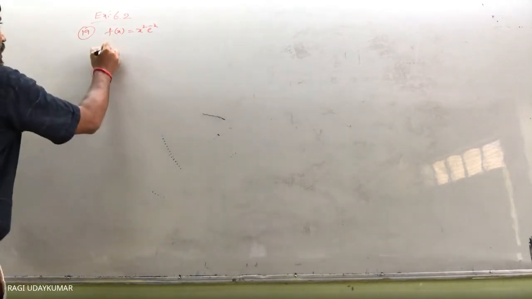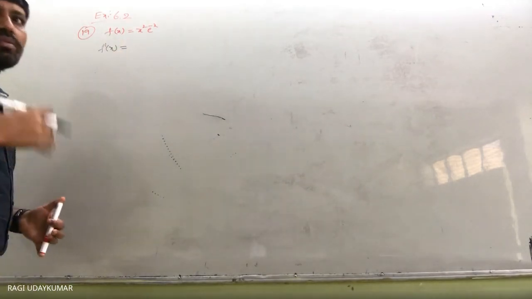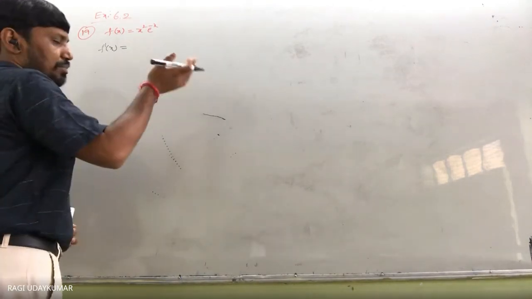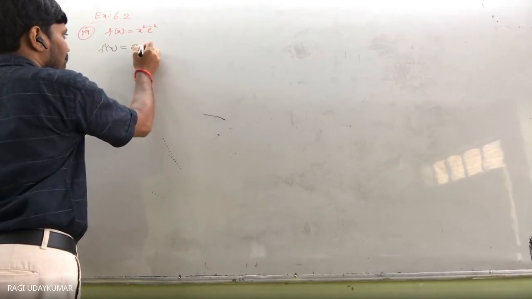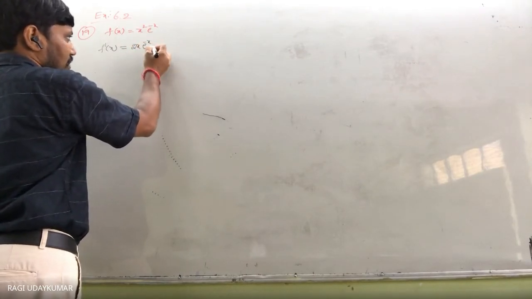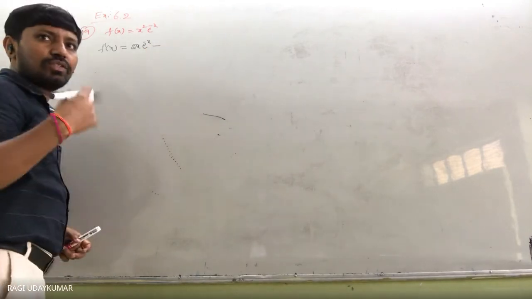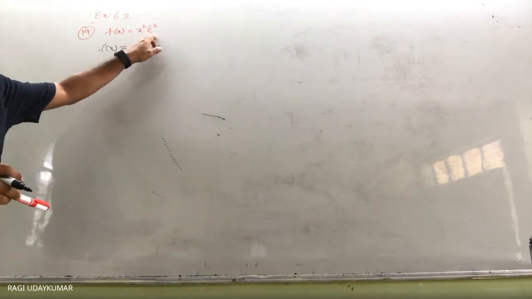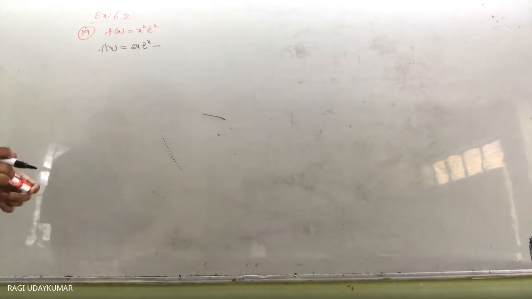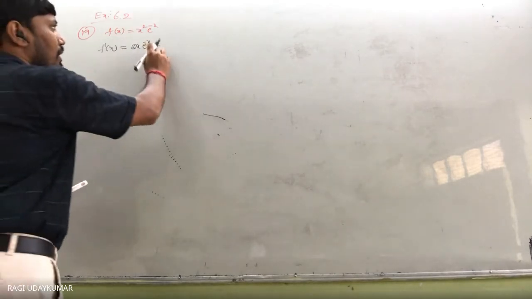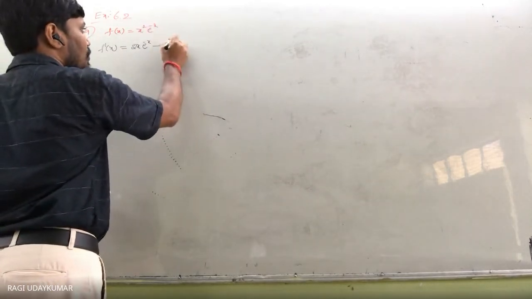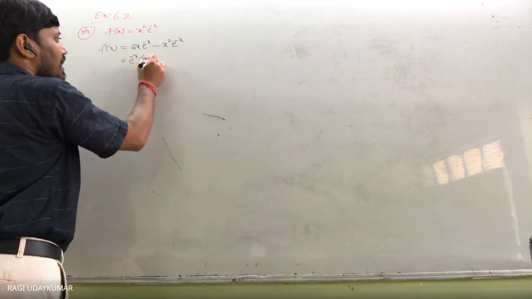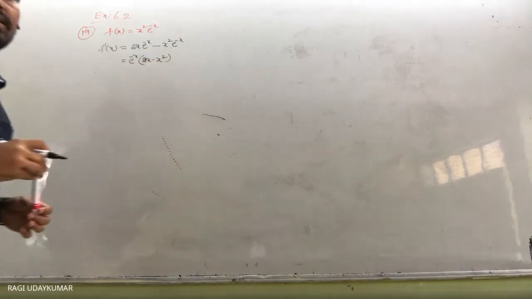So f dash of x, what do you get here? f dash of x is equal to x square e power minus x, which is nothing but UV, so we have to apply the product rule. The differentiation of x square is 2x, minus e power x minus x square e power minus x times minus 1, because its differentiation gives a minus. So we are going to get e power minus x times 2x minus x square. Yeah, 2x minus x square.